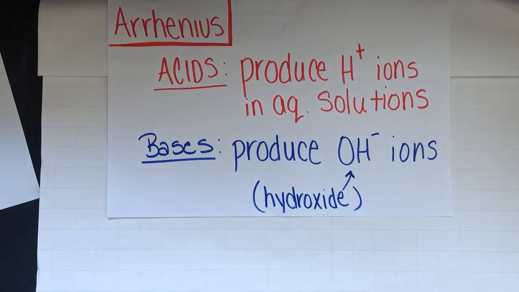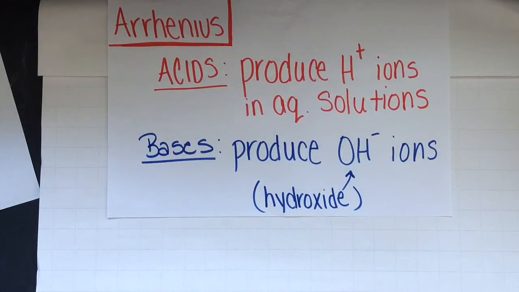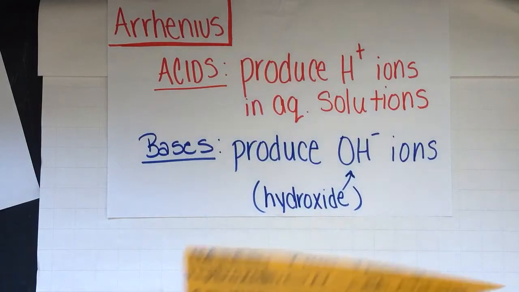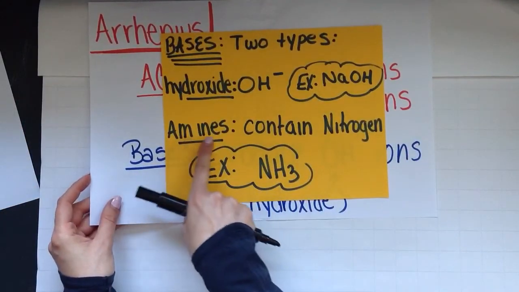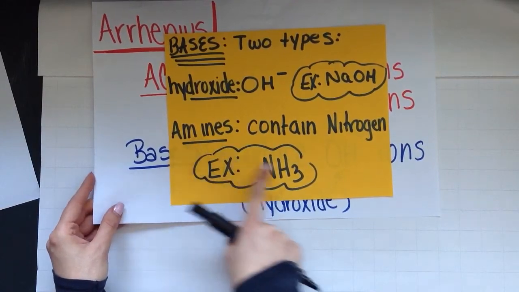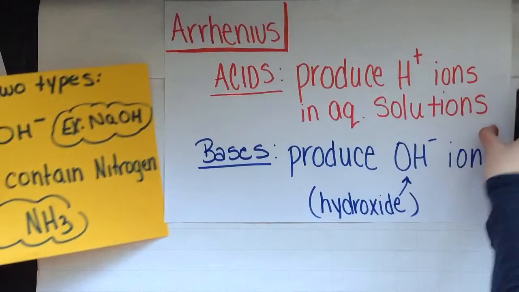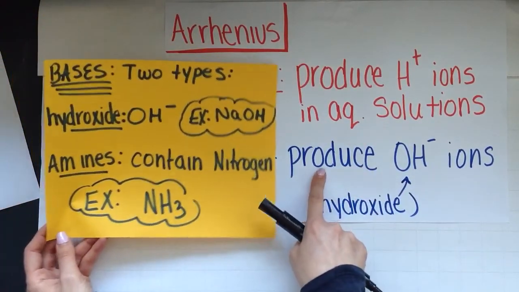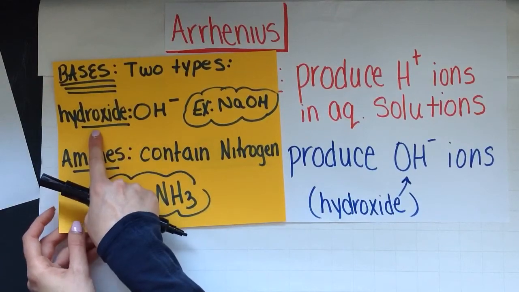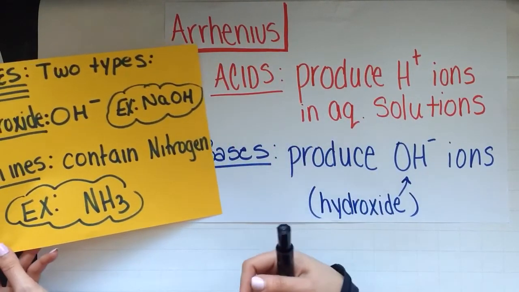But it turned out that his definitions were not that good because we discovered that there are other types of bases. If you remember, we said that there are some bases that are called amines. And amines do not have hydroxide. So his definition for bases is very limited. It's only good if we're talking about a base that has a hydroxide. So his definition is not the best definition.